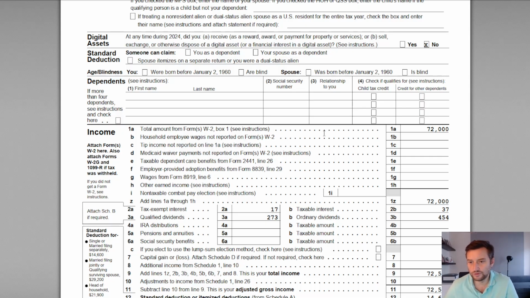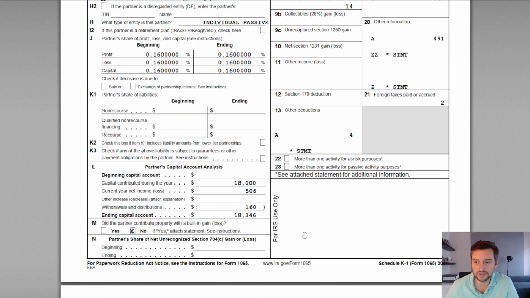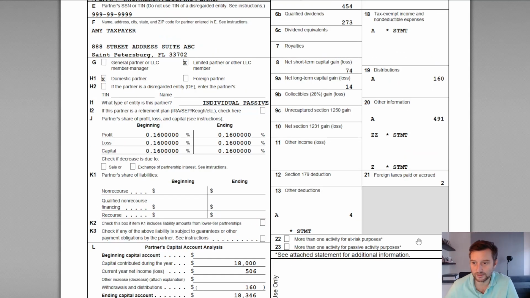Now there's rules where if you have distributions in excess of basis, you might have to record a capital gain on the distribution, but in this case, Amy has sufficient basis here. She's got well over $18,000. So there's no distribution in excess of basis, and so no capital gain recognition.